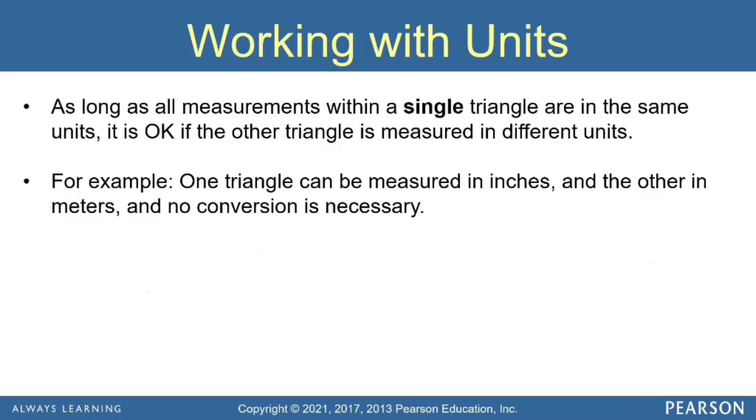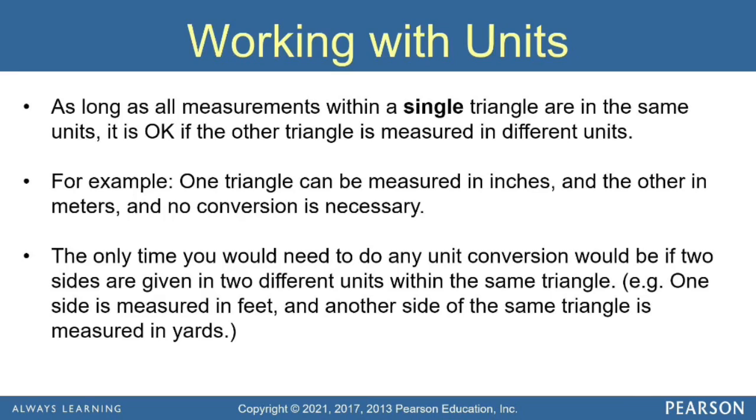Whatever measurements you have to find, those measurements will be in the same units as the other sides in that triangle. The only time you'd need to do any unit conversion would be if two sides are given in two different units in the same triangle. For example, if one side in the triangle was measured in feet and another side in the same triangle was measured in yards, then you would have to convert feet to yards or yards to feet. But as long as the whole triangle is in the same units, no conversion necessary.